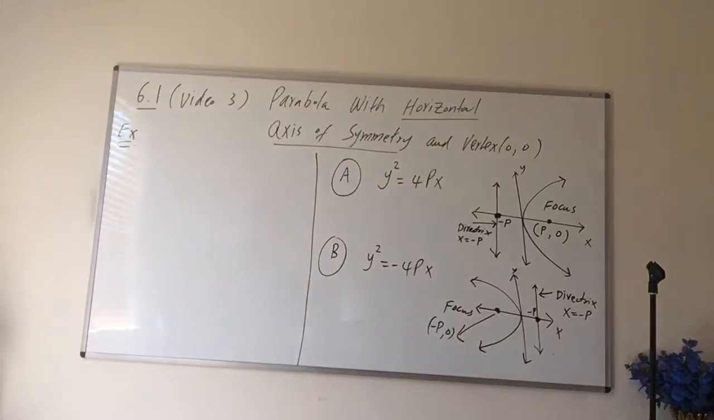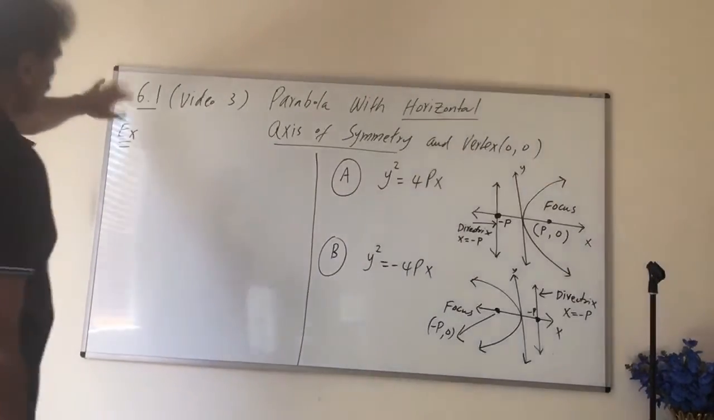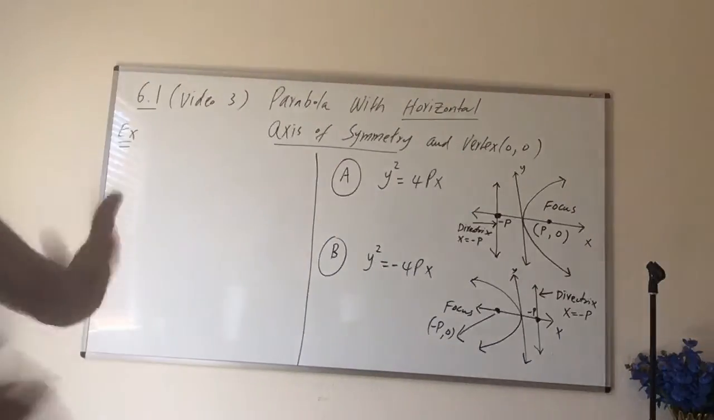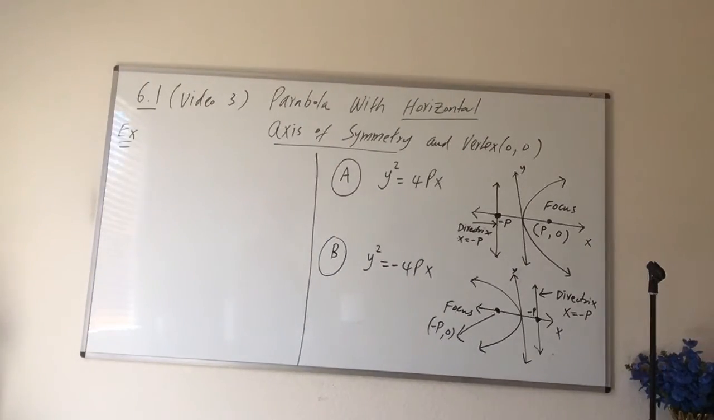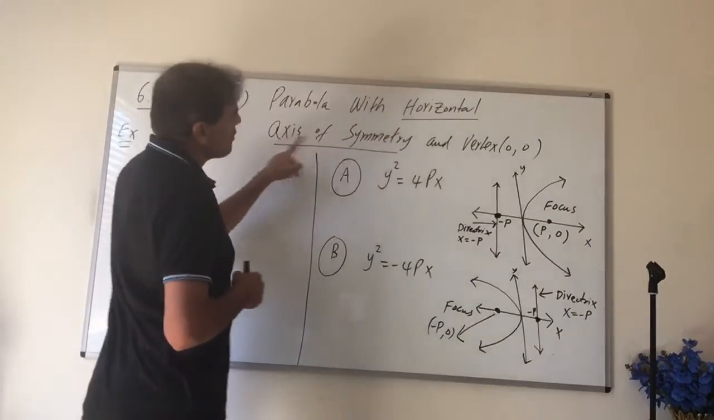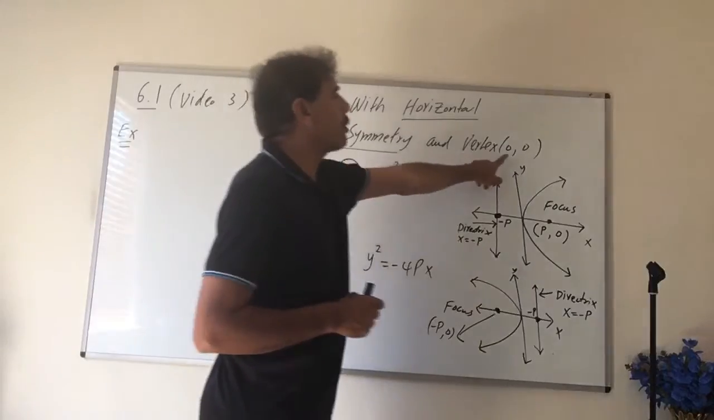Okay, welcome back. The last one is video 3, 6.1. I just want to do it separately because I don't want to confuse you with the whole thing, since it's a little more in-depth concept. This one is the parabola with the horizontal axis of symmetry, and the vertex is still 0, 0.